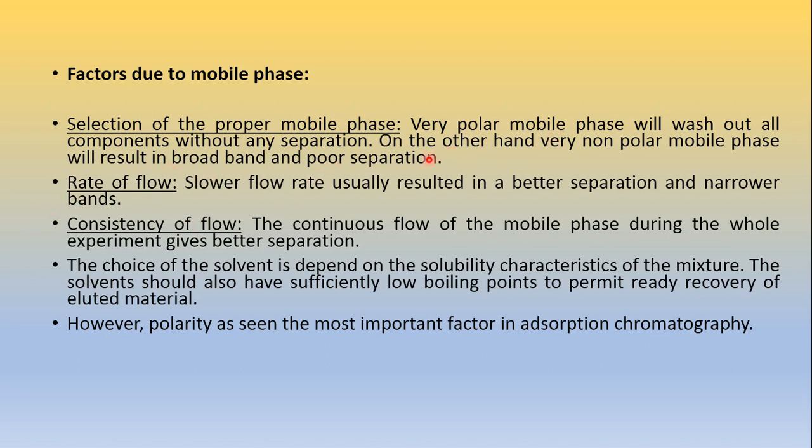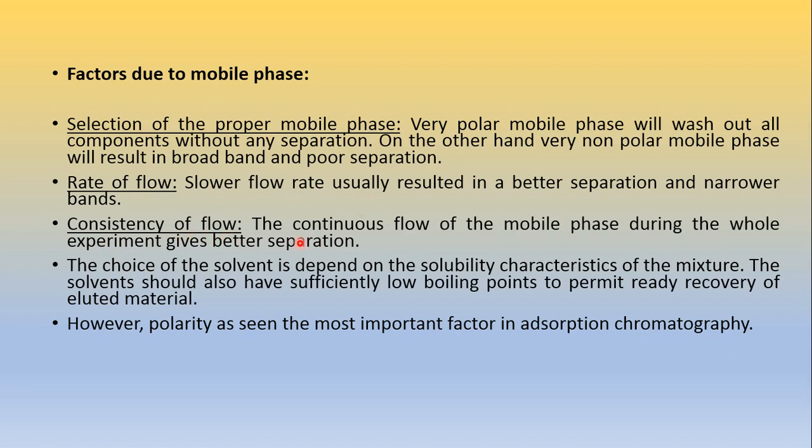Now choosing the polarity of the mobile phase is a key factor. For this purpose we need to change the polarity of the mobile phase by mixing two or more solvents which have different polarities. Rate of flow: a slower flow rate usually results in better separation and narrower bands. So during the experiment, the mobile phase flow rate should be low. It should not be very fast.